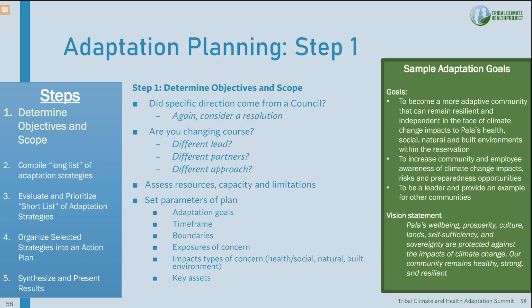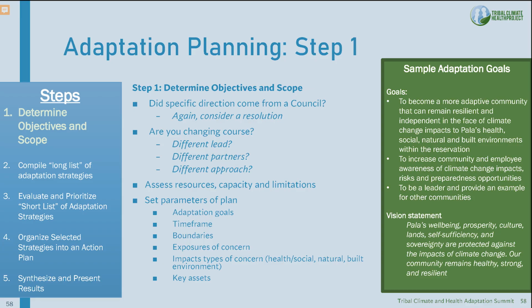So the first step, well, there's typically a 5-step process that we talk about. The first step is what we consider to determine objectives and scope. So what is that? That means, what are you actually going to study or plan for here? And that might look like, did you get any specific direction from your tribal council? So maybe at Paula, they said, hey, do an adaptation plan specifically for transportation. And we did that, right? So that's a very specific thing to look at. And that was partially because there was a grant for it, so we were able to do a really specific one for that.